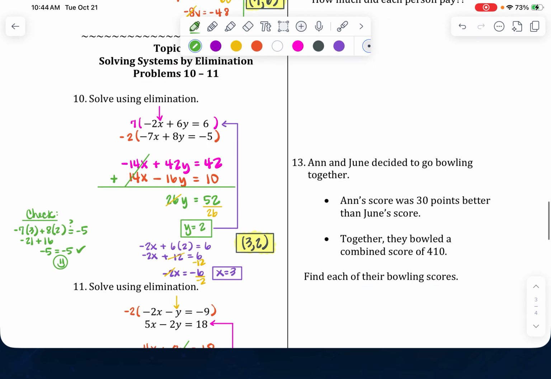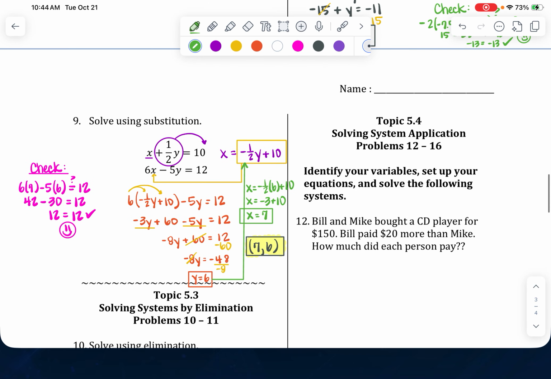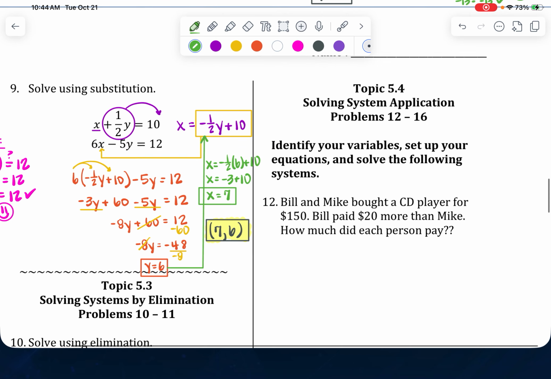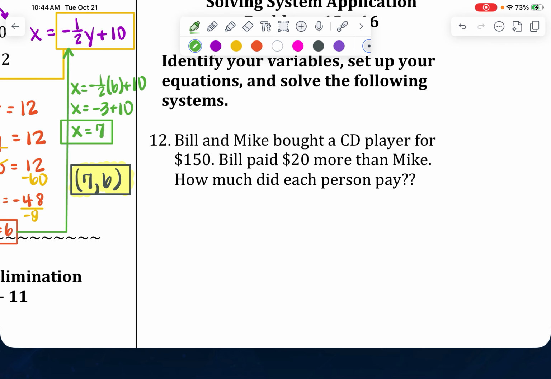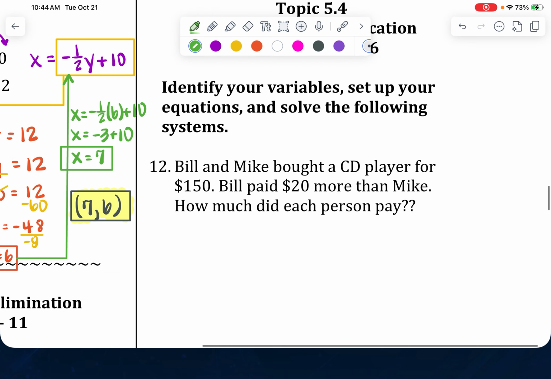All right. Talking about the application problems. Okay. So here we go. Notice all the steps, right? We talked about this before on your quizzes and stuff. It's asking you to do 3 things. Identify your variables. So what do x and y equal in your equations? Set up your system, right? And then solve it. And you can use whatever method you'd like to solve it. But you should pick the one that's most appropriate, okay?